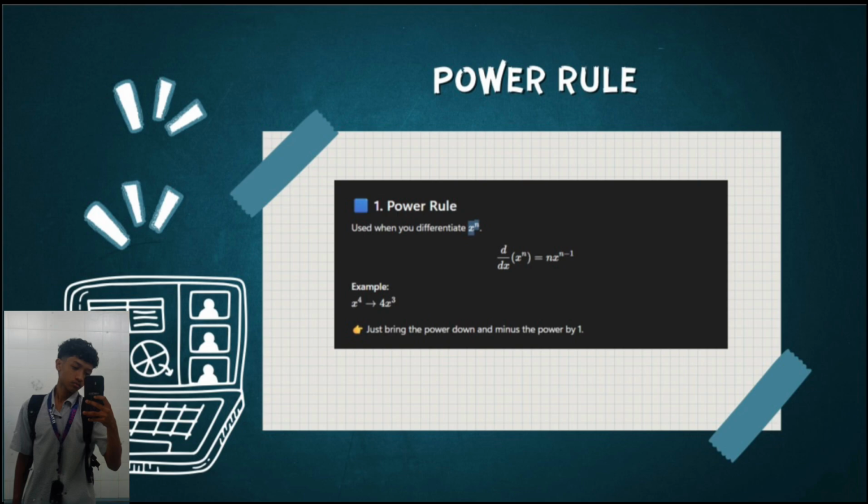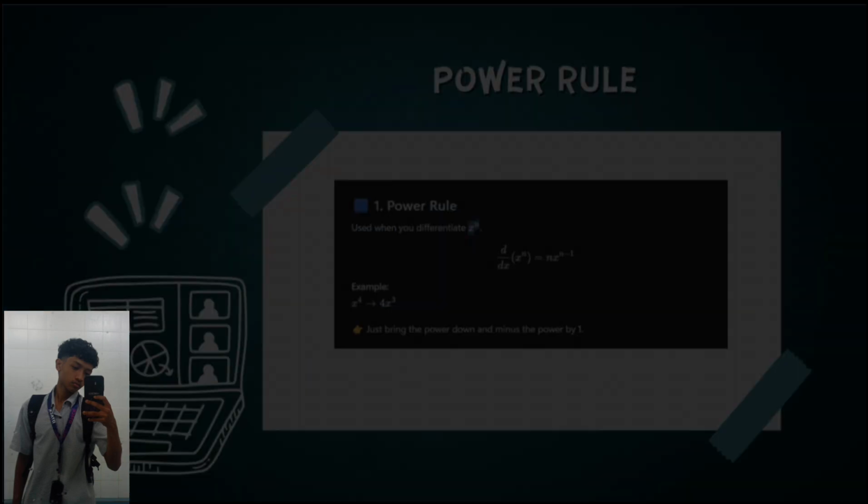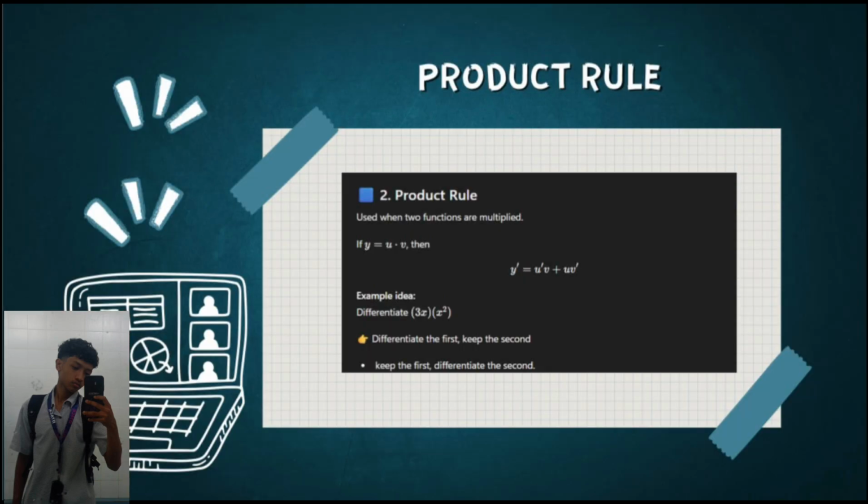So first of all, the power rule. The power rule is used when you differentiate x to the power of n. The formula would be d over dx of x^n, and you will get n times x^(n-1). For example, x^4, you will get 4 times x^3. So basically just bring the power down and minus the power by 1.